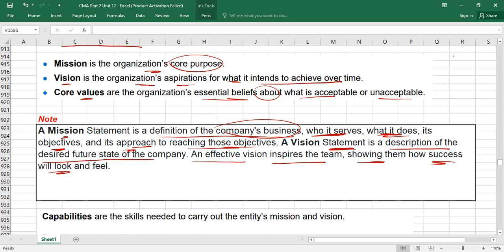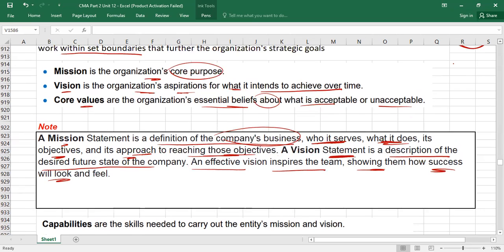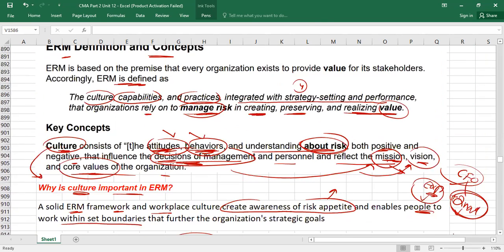As I told you, the first word in the risk management definition is culture, right? I told you this because when you are tackling the question, you need to work with these words. Culture means the attitude, behaviors, and understanding about risk of the organizational people, because their attitude, their behavior, their understanding about risk will affect the decisions of the management, and decisions of management will affect the mission, vision, and core values.